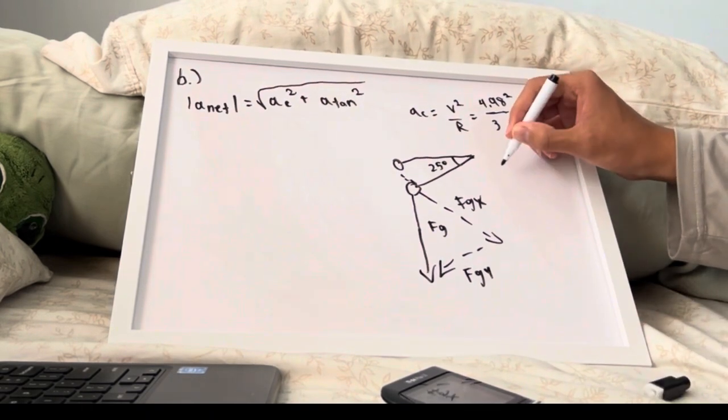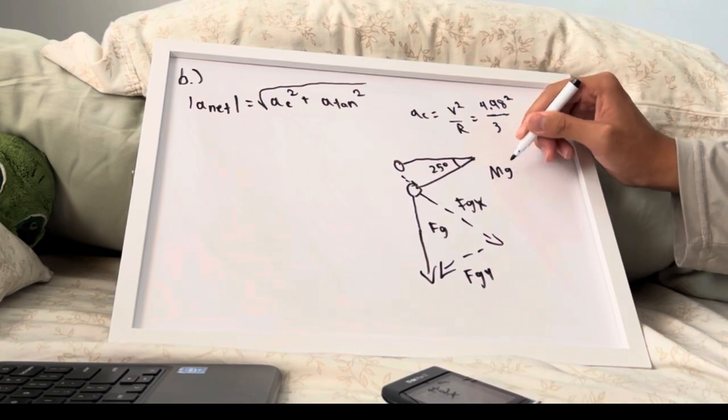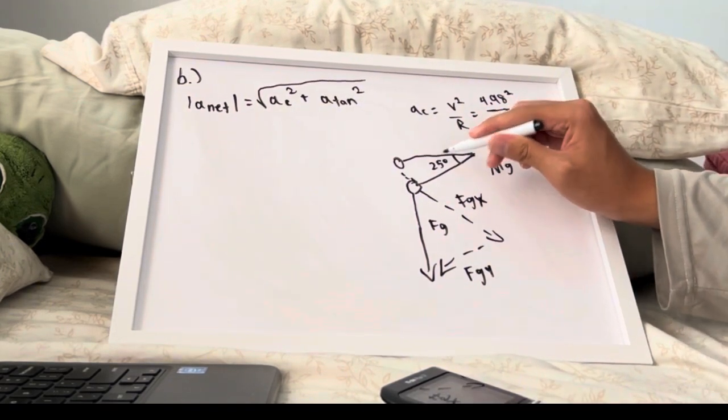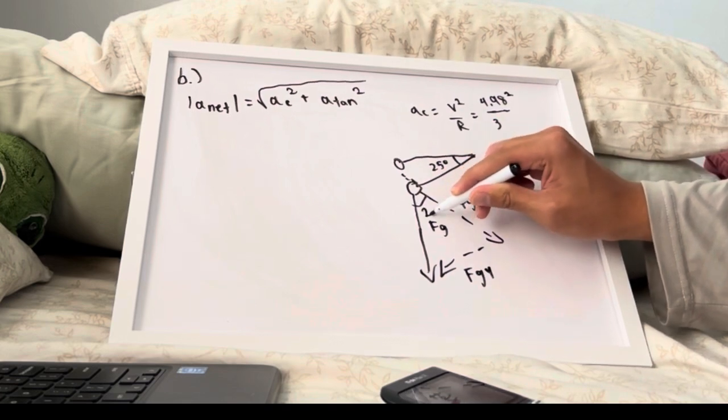Well, what is FG, first of all? FG is going to be equal to mg. And for this FGx component, how do I know what angle to use? Well, this 25 degrees right here is just equivalent to this 25 degrees right here.